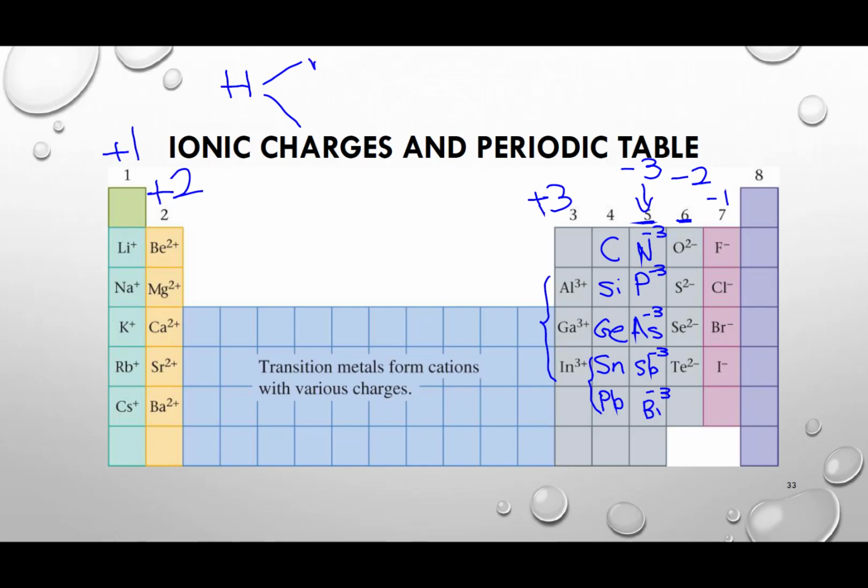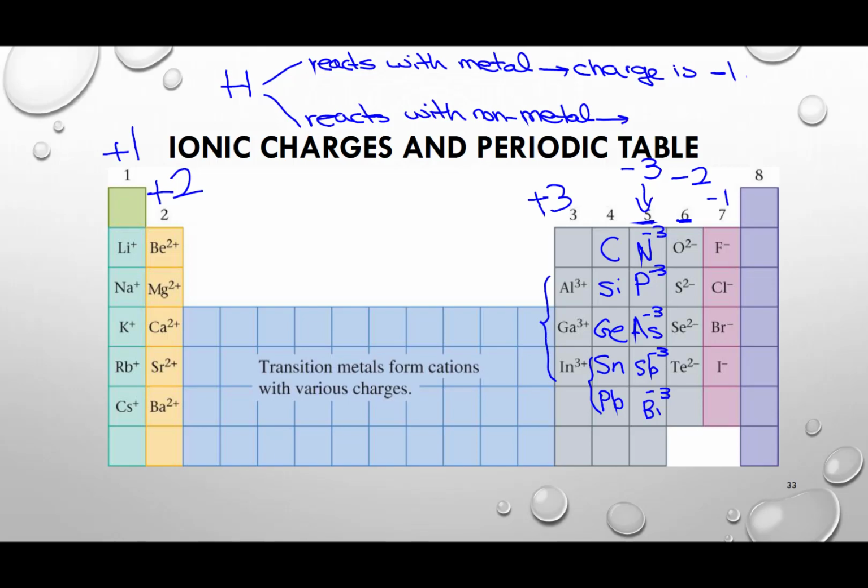If hydrogen reacts with metal, then its charge is -1. If it reacts with non-metal, its charge is +1. That's for hydrogen. Then it looks at what is reacting with. Okay.